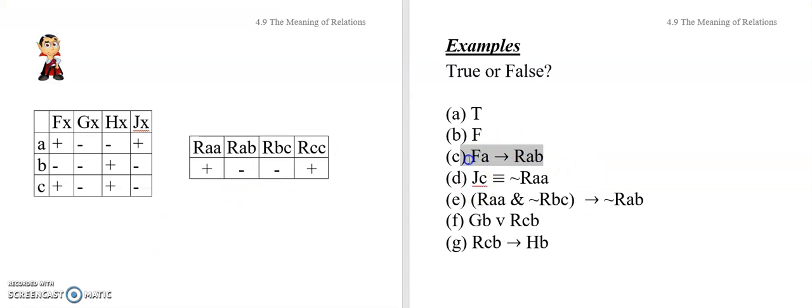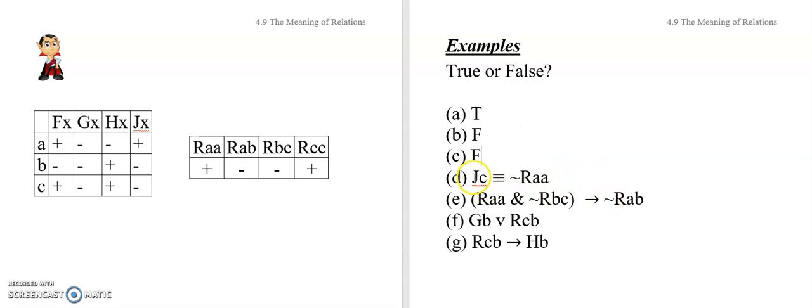Now, in the case of C here, what we have is a conditional, right? If you were to build this sentence from scratch following our quantificational sentence rules, a la 4.8, okay, you would use this last and therefore see that this sentence is a conditional. Its antecedent, FA, is true. So we've got to check the consequent, RAB, which is false. So this is true arrow false, which of course is false, all right?